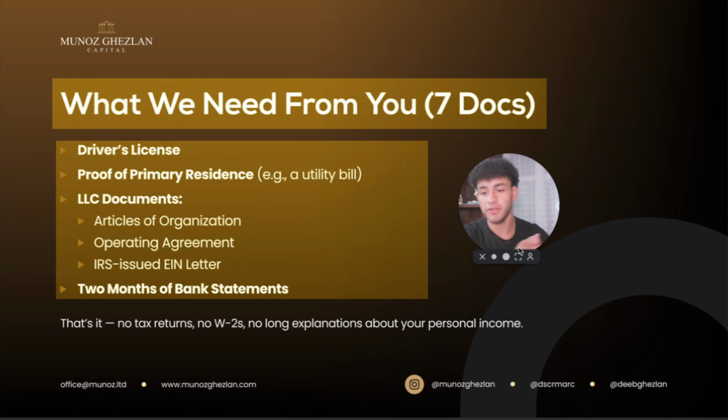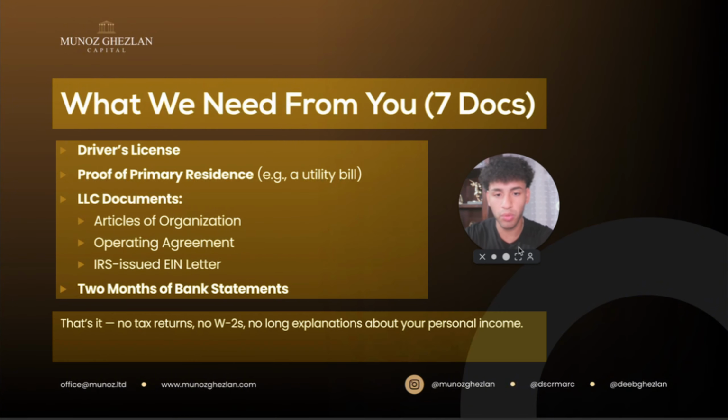We need the articles of organization, we need the operating agreement, and we need an IRS issued EIN letter plus 2 months of bank statements. So we have a pretty short pre-qualification form. It's 7 documents, and then boom, you'll get a pre-qualification letter back that same day or the next day.